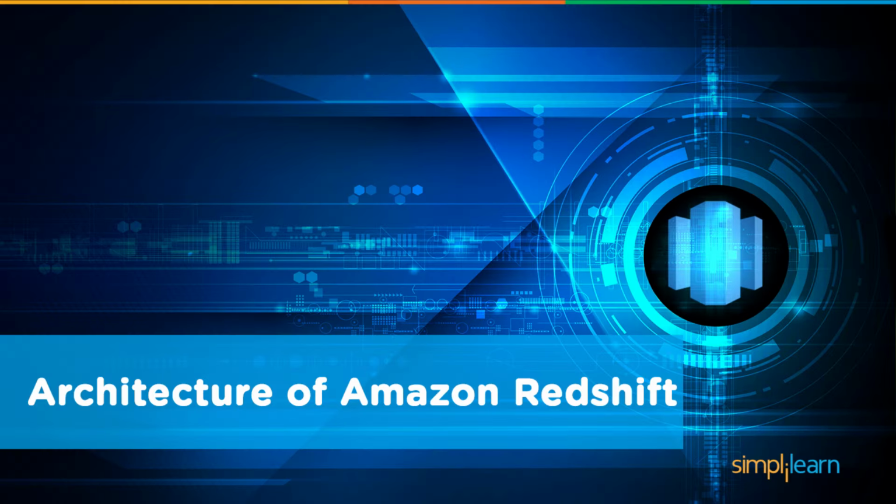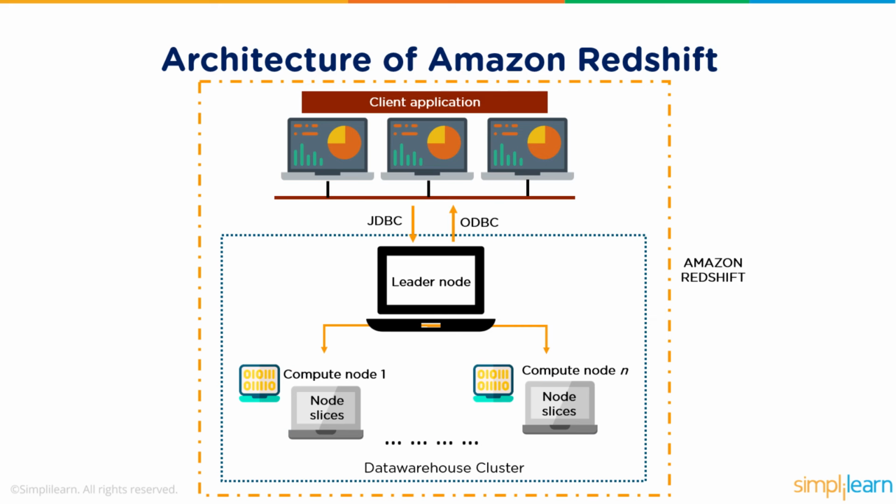Now let's understand the architecture of Amazon Redshift. The architecture of Amazon Redshift basically combines a cluster, which we call a data warehouse cluster. In this picture, you can see a data warehouse cluster, and this is a representation of Amazon Redshift. It has compute nodes which do the data processing, and a leader node which gives the instructions to these compute nodes. The leader node also manages the client applications that require data from Redshift.